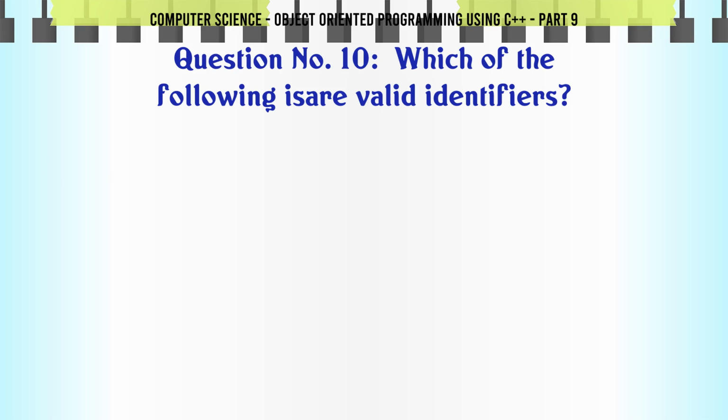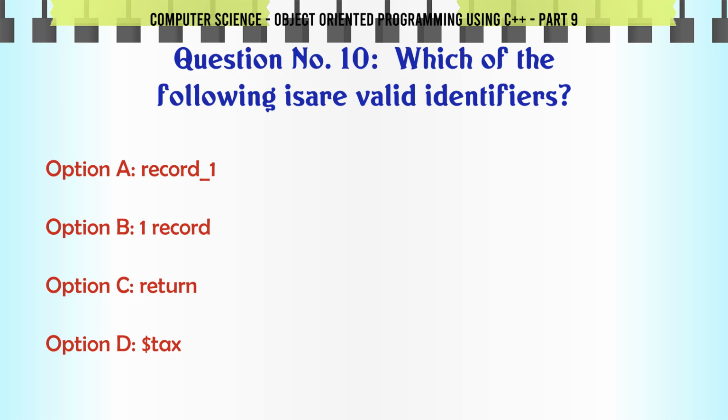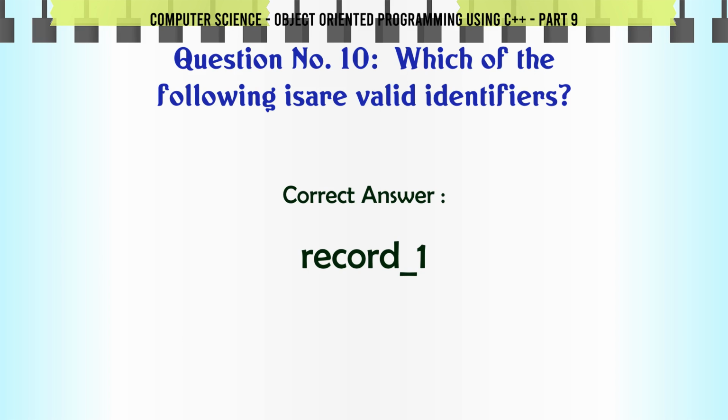Which of the following is a valid identifier? A. record1, B. 1record, C. return, D. tax. The correct answer is record1.